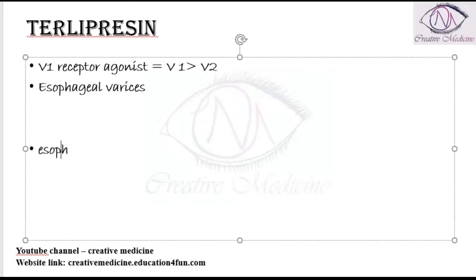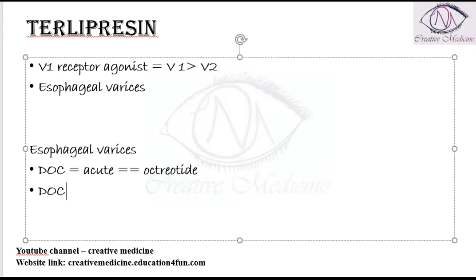But if you see the important points about esophageal varices, the drug of choice for acute esophageal varices is octreotide. The drug of choice for prophylaxis of esophageal varices is actually propranolol. But we can also use terlipressin in the treatment of esophageal varices.